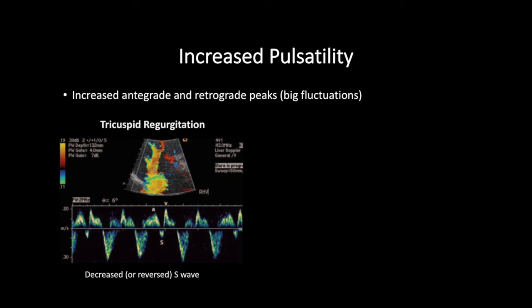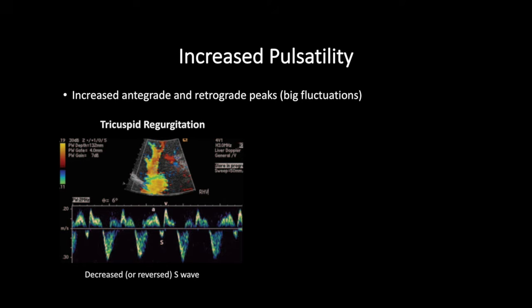In general, you can categorize abnormalities that we're going to see in the hepatic venous waveforms or in the hepatic veins into only three groups. You can have increased pulsatility, so really big fluctuations that are more than the normal amount of fluctuation. Number two, decreased pulsatility, so less fluctuations than normal. Or you can have absent hepatic venous flow. So keep it simple and we'll go through these three categories.